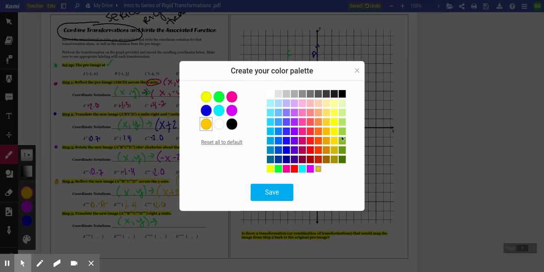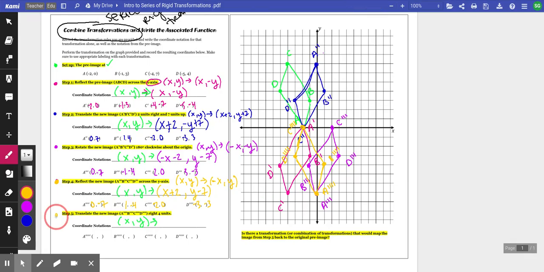I need one more color. Have we done a red? I don't think so. That's not red. Why does it do this to me?